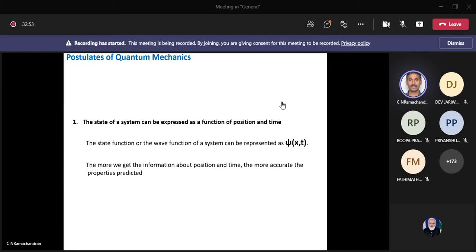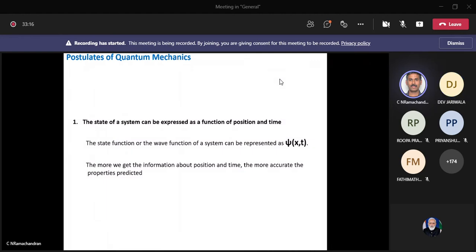So the more we get information about the position and time, the more accurate the properties predicted. That means if you know the wave function of a system, you can predict the properties of that system. Again, if you know the wave function of a system, we can predict the properties of the system.